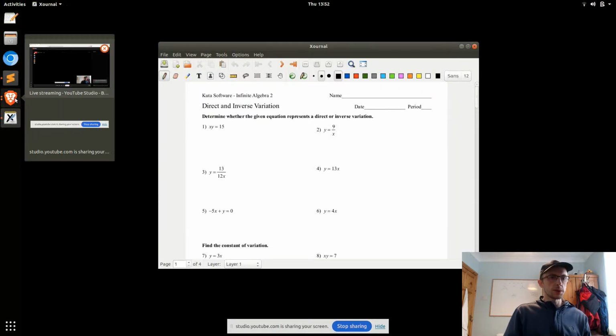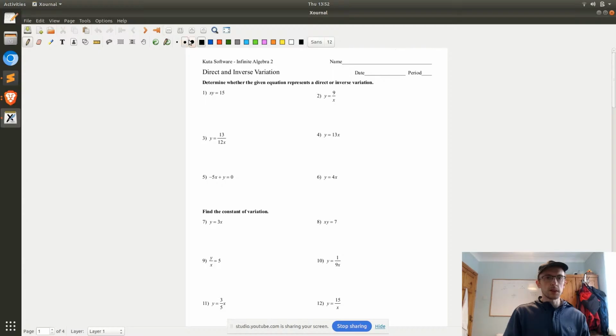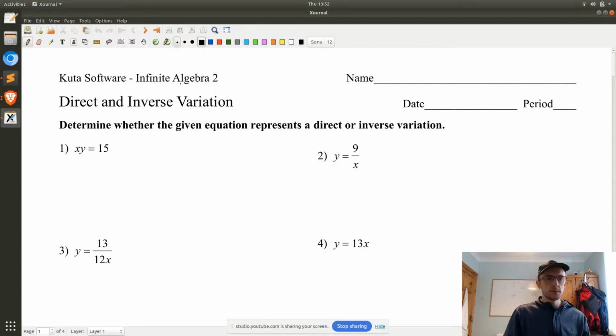Direct and inverse proportion next. Direct and inverse variation, as they term it. This here is an inverse variation, as you can put it in the form y equals 15 over x. And the general form of an inverse variation is y equals k over x.